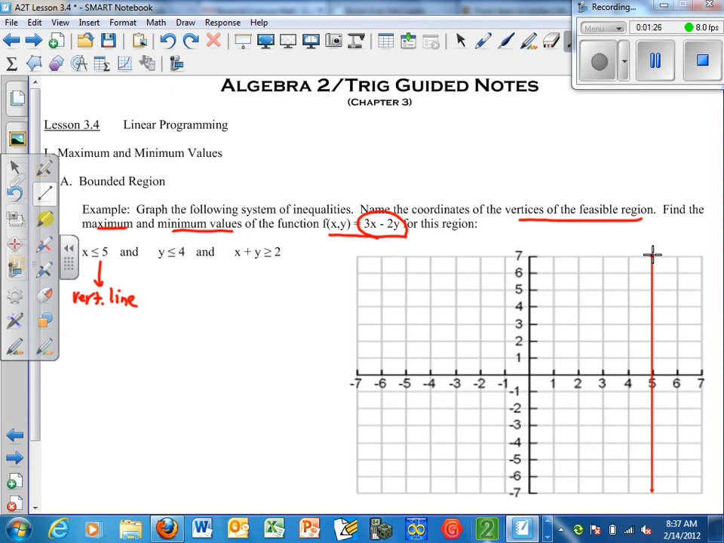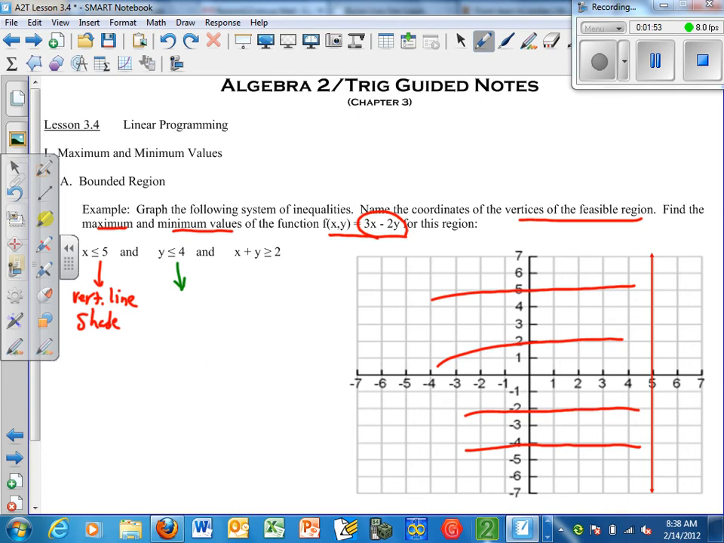And we are going to shade. Now you can't shade above and below a vertical line because there's no y in this. So you can't use those shading rules we've talked about. But you want to shade where the x values are less than or equal to 5. So that would be to the left of this. So that's everything to the left of this. That's where the x values are less than 5. Let's go to the next one.